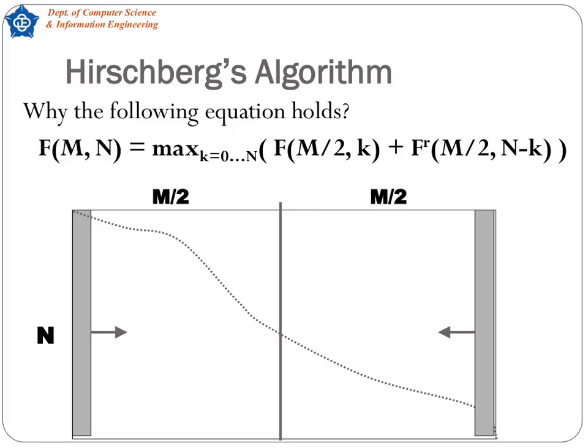Now we have 2 score curves as functions of k, one from the forward pass, one from the reverse pass. We simply add them pointwise and pick the k that maximizes f(m/2, k) plus fr(m/2, n-k). That k is exactly where the optimal alignment splits the second sequence. With that split in hand, we recurse independently on each half, always using only linear memory for each DP pass. It's this clever divide and conquer step that drives Hirschberg's space complexity down to O(m+n), without sacrificing optimality.